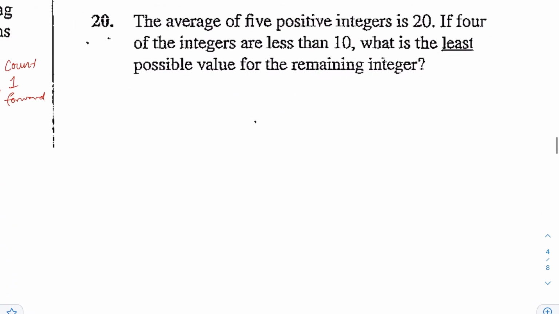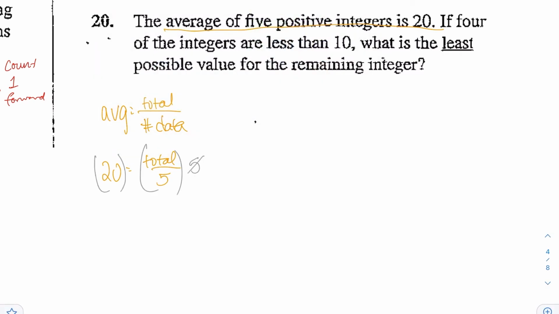All right, next for number 20. The average of 5 positive integers is 20. Now, if 4 of the integers are less than 10, what is the least possible value for the remaining integer? All right, so the average is 20. So remember, average is the total divided by the number of data. So in this case, we have 5 numbers, and the average is 20. So it's going to be total divided by 5. And here, you can multiply both sides by 5. And that gives you, the total has to be 100.